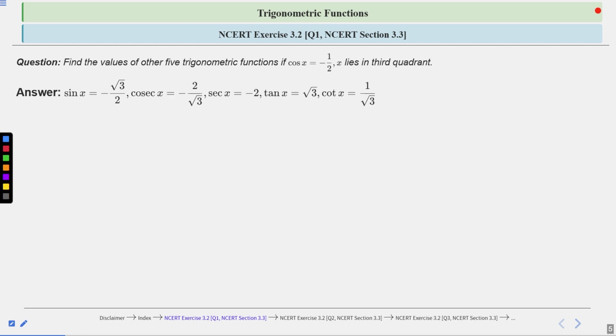So the answer is sin x will be equal to minus root 3 by 2, cosec x will be equal to minus 2 by root 3, sec x will be equal to minus 2, tan x will be root 3 and cot x will be 1 by root 3, right? So let us see the solution part.